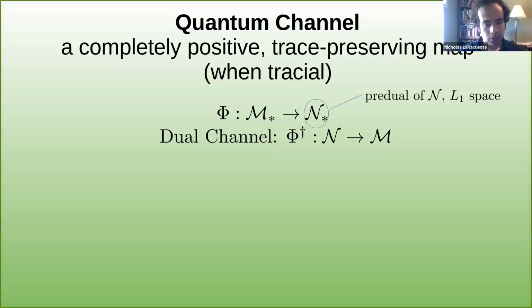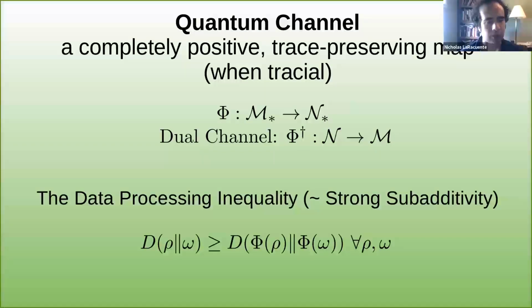And interpreted in terms of channels, the strong subadditivity is nearly equivalent to something that we call data processing for relative entropy, which says that the relative entropy is non-increasing under the application of a channel to both states.